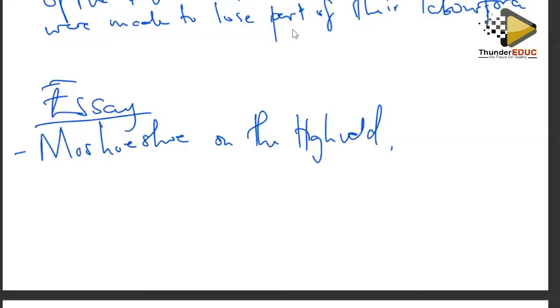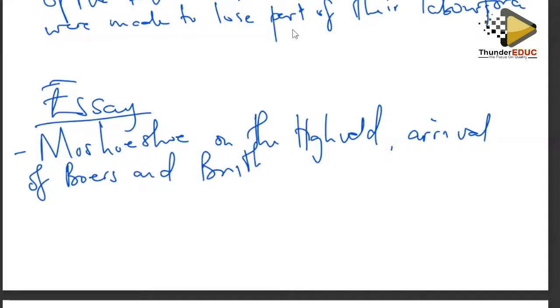Then after Mushweshwe was on the Highveld, we also need to check on the arrival of the Boers. That's the initial step. And then the British. Mushweshwe occupied the Highveld first, then these guys later on followed, the Boers followed, and also the British followed in the same area.